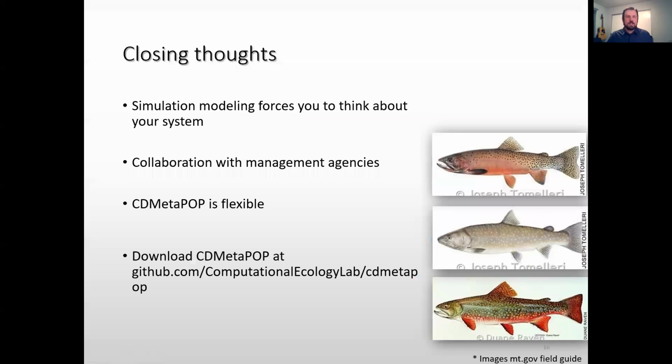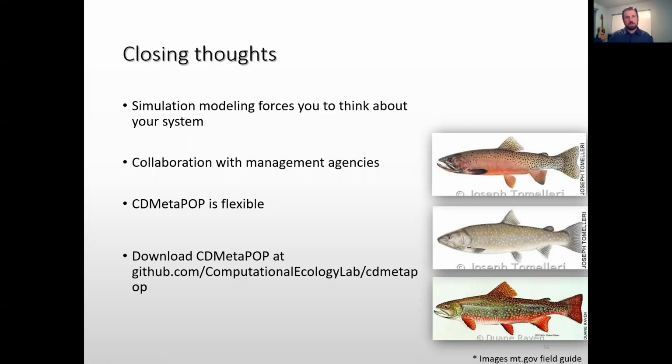So in closing, just a few things. As I said before, simulation modeling is a great way to force you to think about your system and question the assumptions that you're making about your system. Every time I've built a system model, I always find myself correcting the assumptions that I have been making in order to calibrate and build a model.